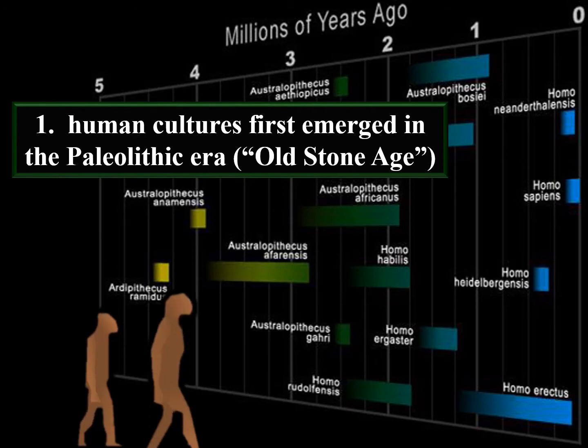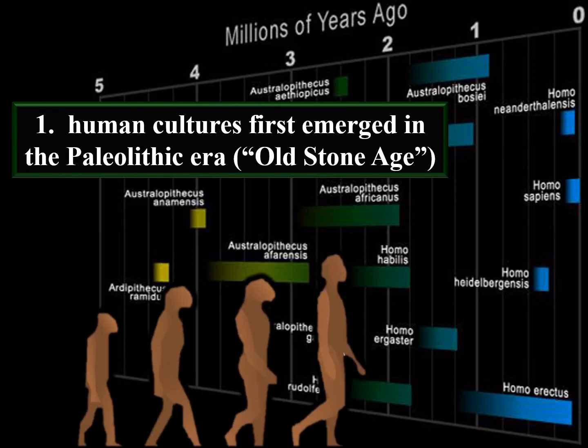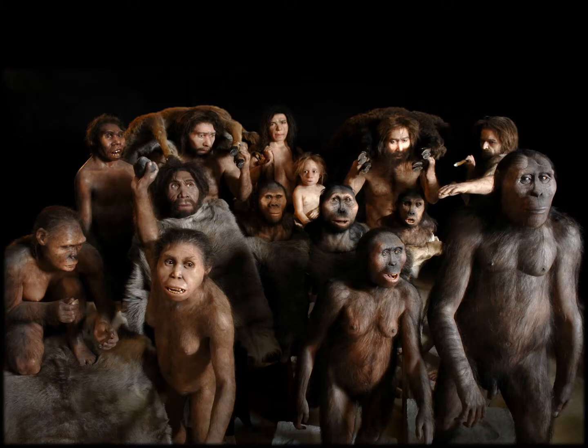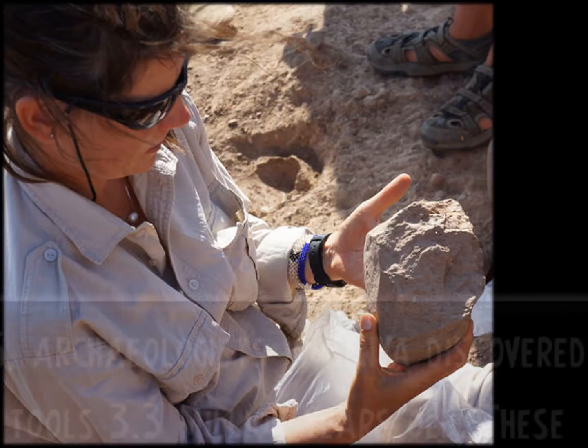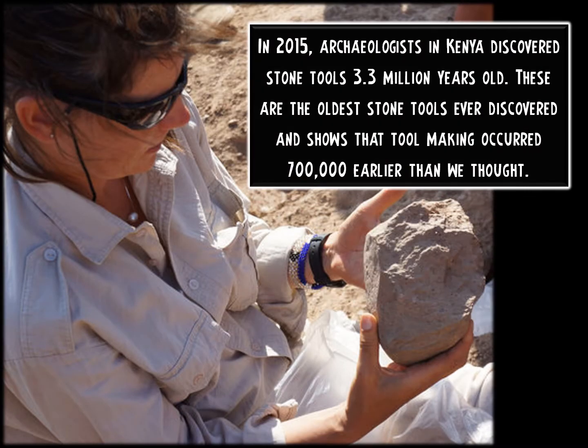Human cultures first emerged in the Paleolithic era, also known as the Old Stone Age. It's Greek for old stone. Paleo meaning old, lithic meaning stone. The first human-like creatures are known as hominids, and they first appeared over 2.5 million years ago. In 2015, archaeologists in Kenya discovered stone tools 3.3 million years old. These are the oldest stone tools ever discovered, and it shows that tool making occurred 700,000 years earlier than we thought.